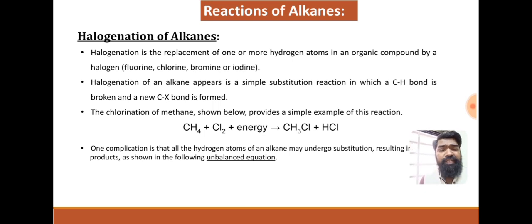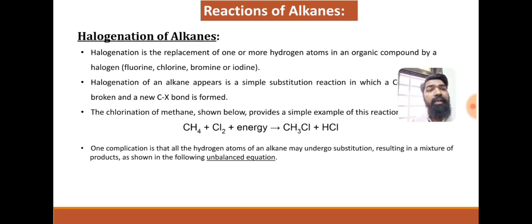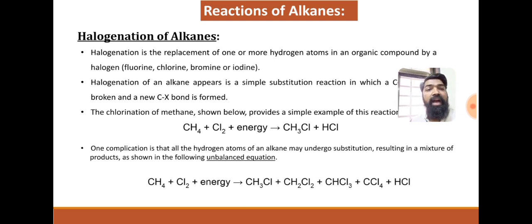One complication is that all the hydrogen atoms of an alkane may undergo a substitution resulting in a mixture of products, as shown in the following unbalanced equation. This is the unbalanced equation. Yes, you can have methane plus chlorine, and then plus energy. Energy is the main factor to do the reaction that will give you chloroform and hydrochloric acid.